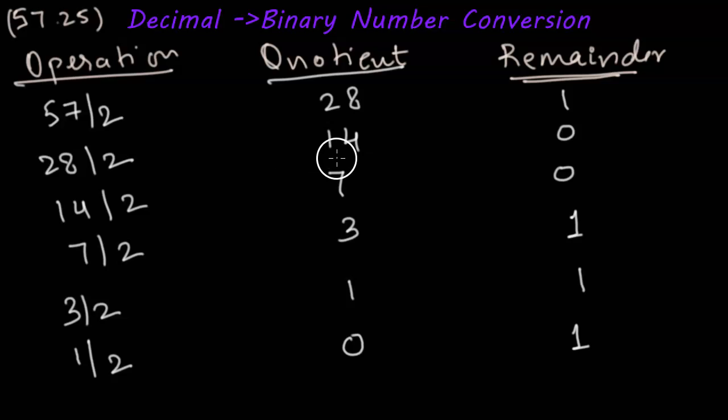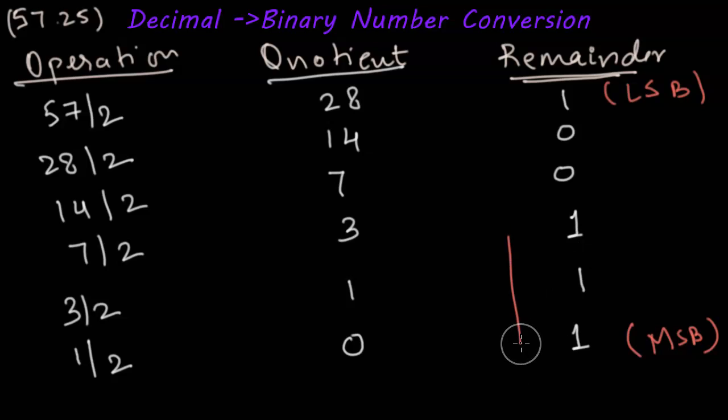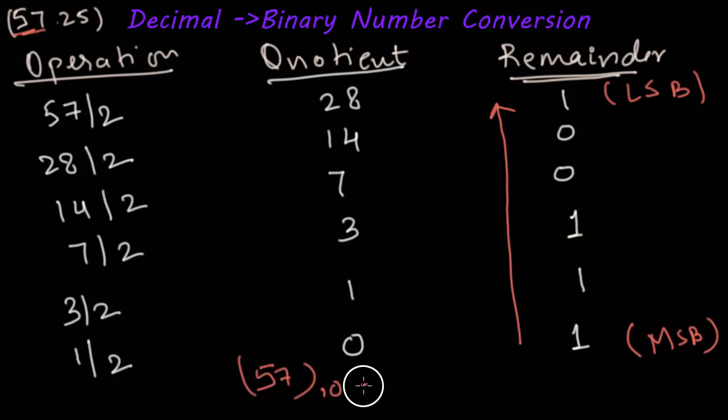Now, the point to be noted is this last bit is my MSB bit and the first bit that we observed is my LSB bit. So we are going to write from bottom to top. So just the integral part, 57 in its decimal form can be represented, from the MSB bit, as 111001. This is the binary representation of 57.